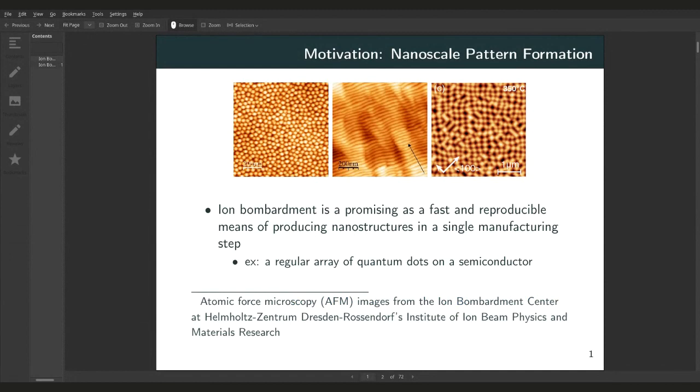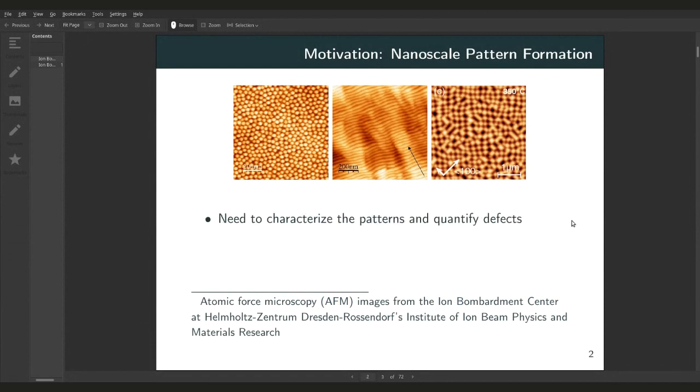This is interesting because it could be a nice single-step process for manufacturing nanostructures. Often this can be a complicated process, and so having this reproducible single-step process would be really nice. But to do this reliably, we need to understand the systems. So that's what I'm going to be focusing on in my talk.